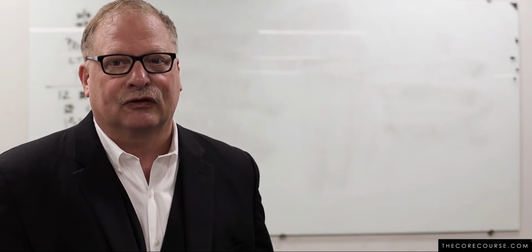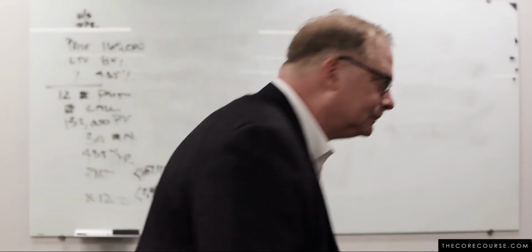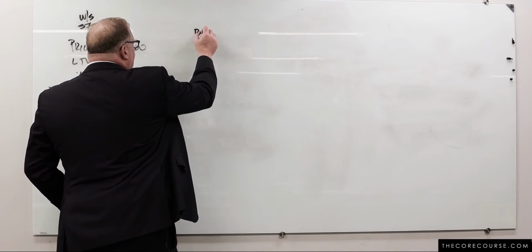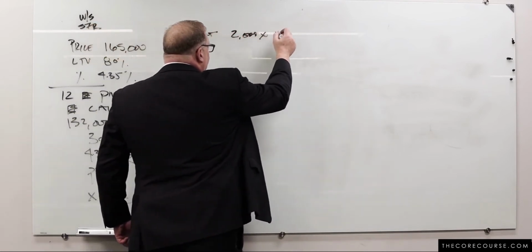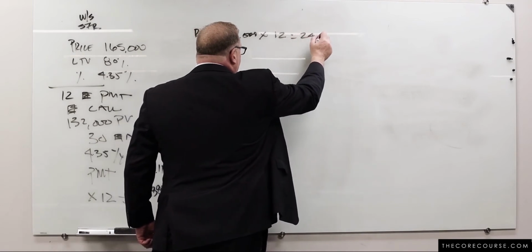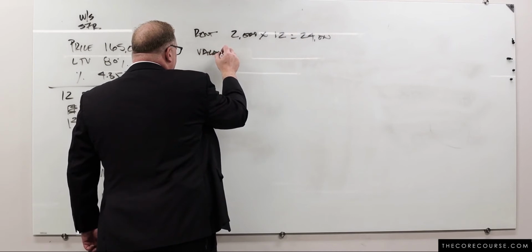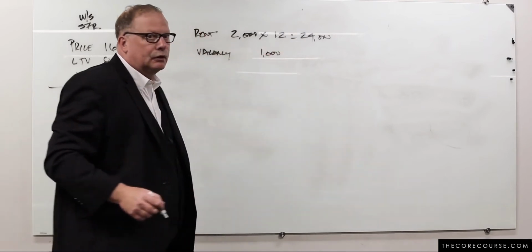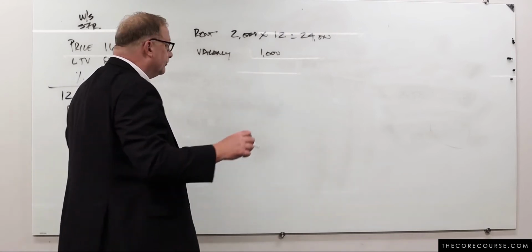All right, so let's just do this. Let's just make her feel good. We'll just put in 1,000 for vacancy instead of 2,000. But you get the architecture, okay? So we'll do this. Rent is 2,000 times 12 is 24,000. Vacancy, we'll say, is 1,000. What are you paying on real estate taxes on this property? 4,000?